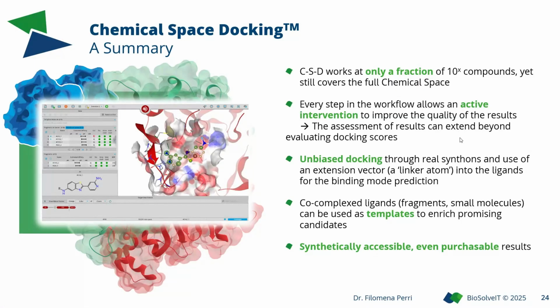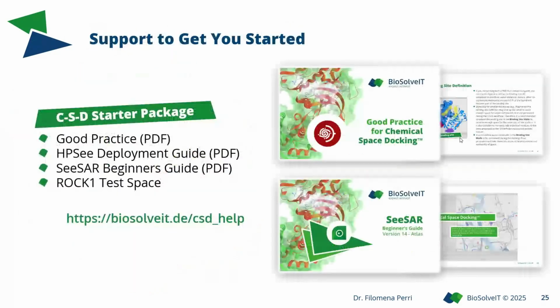We can unbias the docking with real ligands and use the extension vector. At the same time, we can apply pharmacophore constraints when needed. If you have a co-complex ligand, like I showed you in the application with the crystal first, those can be used as templates to enrich promising candidates. And most importantly, everything is synthetically accessible, even more, purchasable.